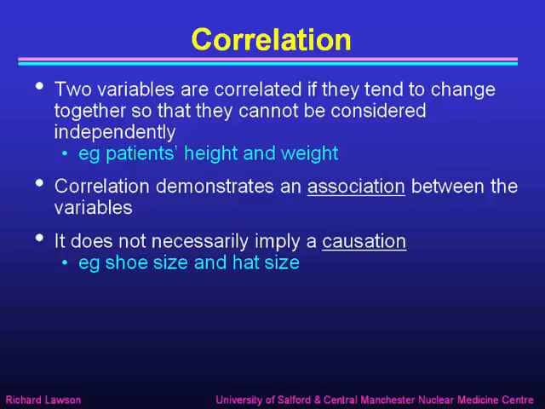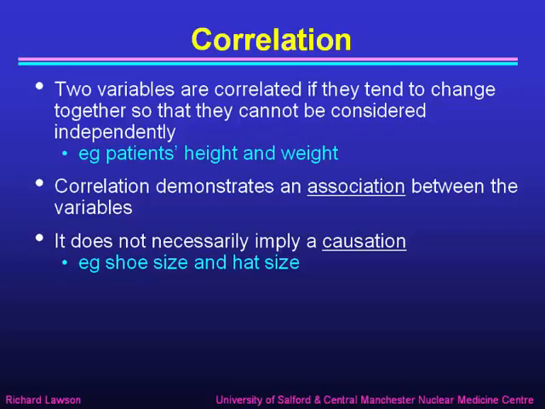But correlation demonstrates an association between the variables, but it doesn't necessarily imply a causation. An example of that would be shoe size and hat size. For example, shoe size and hat size could well be correlated because people with large shoes tend to wear large hats because they are larger people. But it doesn't mean that wearing large shoes causes you to wear large hats, or even vice versa. It's just that they're both as a consequence of being a large person.